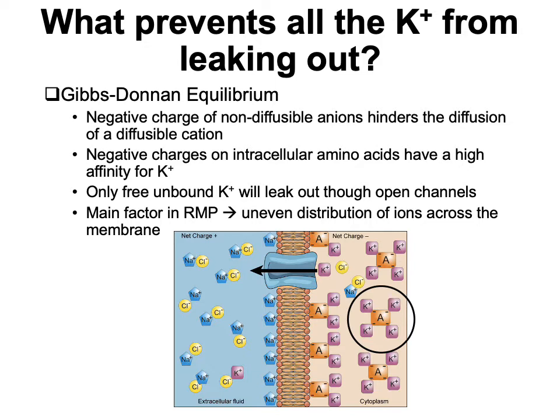This will cause an uneven distribution of the ions across the cell membrane, which we already talked about before, that there's a higher concentration of potassium inside the cell than there is outside, and that uneven distribution of these anions is essential for maintaining resting membrane potential.